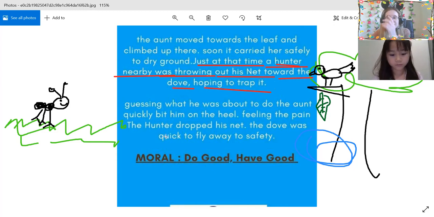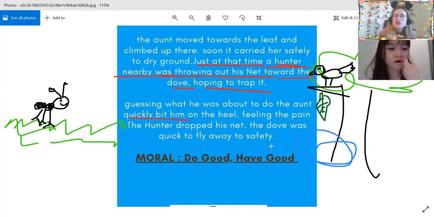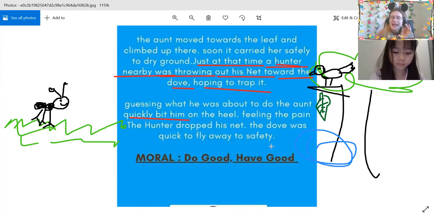Okay. What did the ant do about this? Quickly, the ant bit him. Can you say that for teacher? Quickly, ant bit him. Feeling the pain, the hunter screamed. Ouch! And the hunter missed the dove.